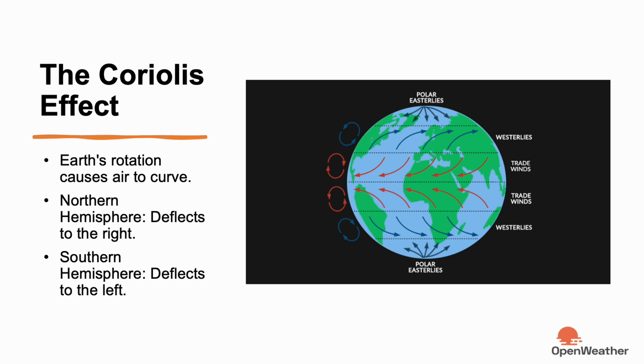The Coriolis effect is a result of the Earth's rotation. It makes moving air and water curve. This is why winds don't blow in straight lines, but instead spiral, such as in hurricanes or cyclones.